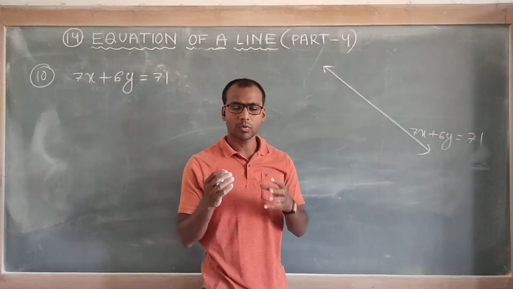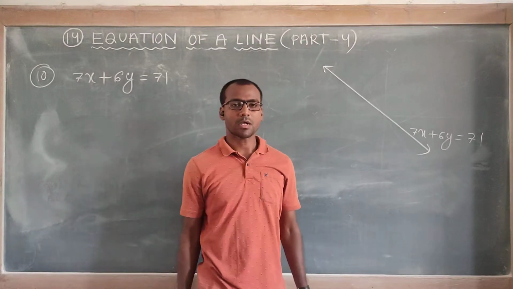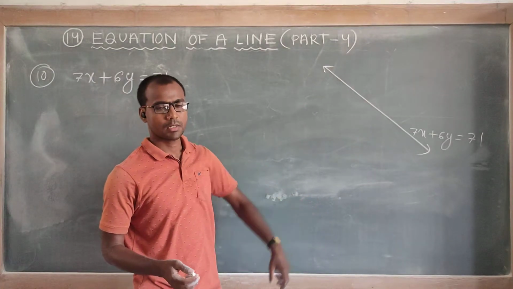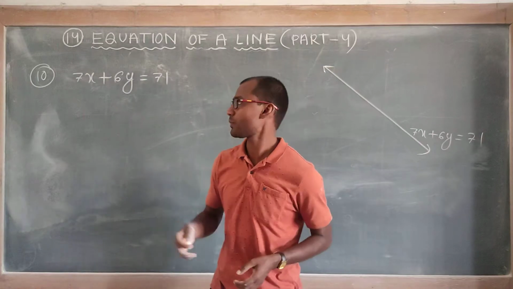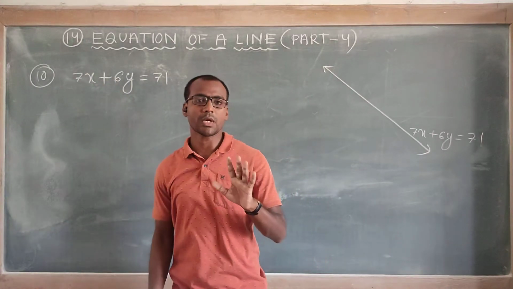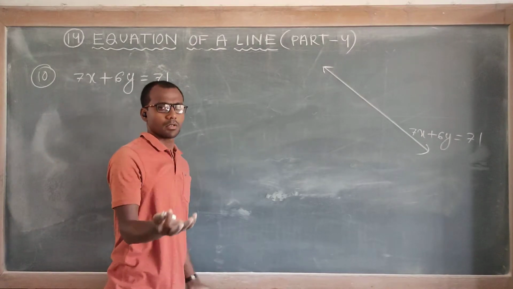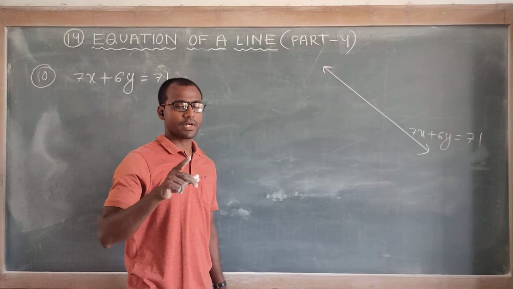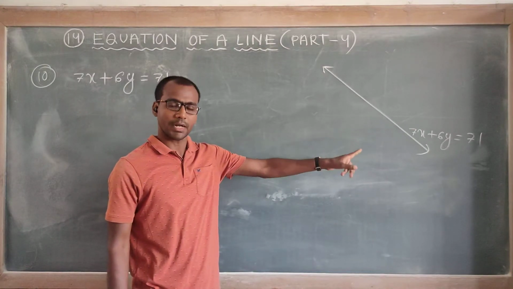So you should be able to anticipate the line from the equation, how the line would look, whether it moves up or down. That you can get from the slope, and you get the slope from the coefficients of x and y. The line will be like this, suppose. Definitely the line is not moving up, it is moving down, because the slope will be negative.